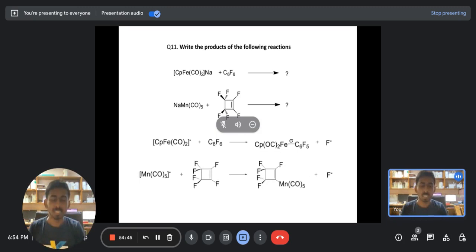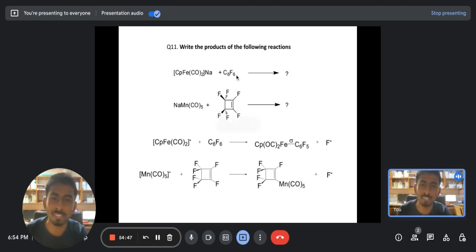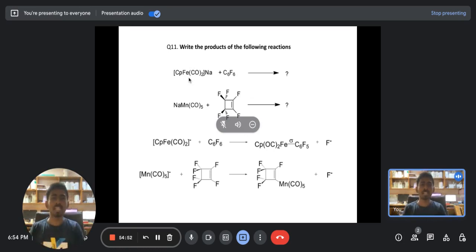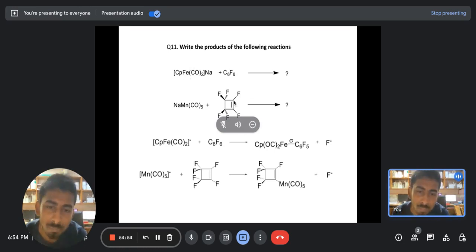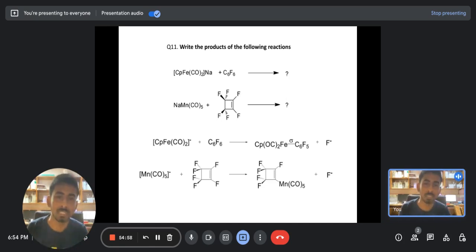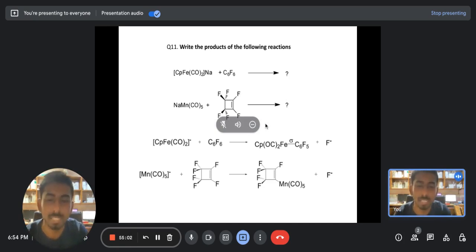So in both the cases, due to the availability of the strong nucleophilic metal carbonylate, this will attack on the carbon. You have to think about on which of the carbon atoms the nucleophilic attack will take place, with the concomitant release of sodium fluoride, that is NaF.